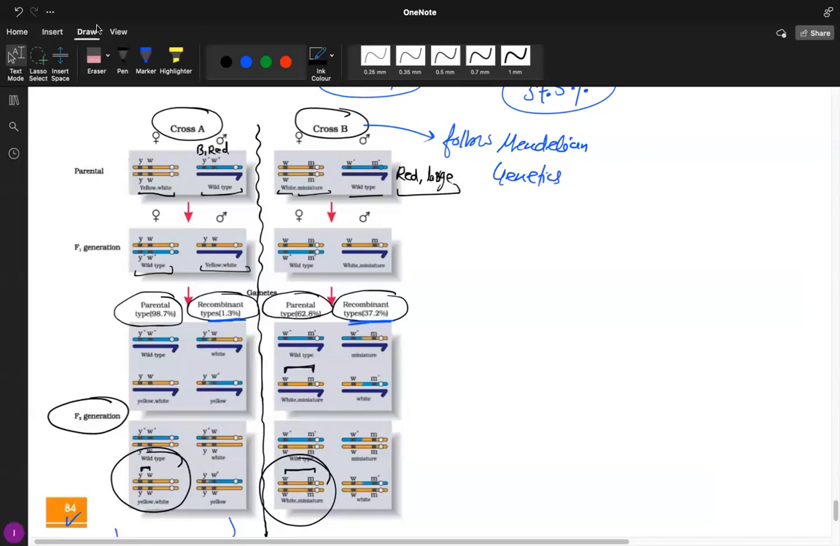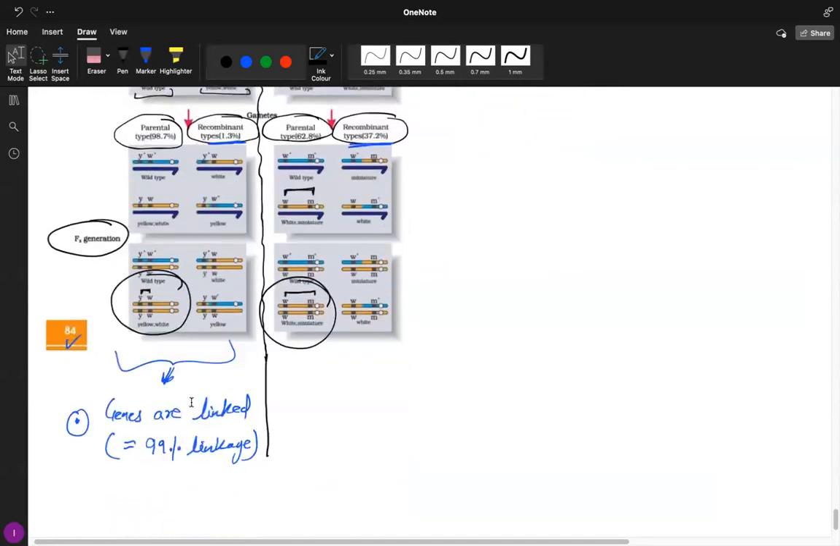And in this cross A, you can see that the parental type is 98.7%. So almost 99% of the progenies have what the parents had, and only 1.3% are recombinant, which tells us that the two genes that we started with in this cross are tightly linked to each other. Okay, make sense? Yes, sir. Okay, perfect.